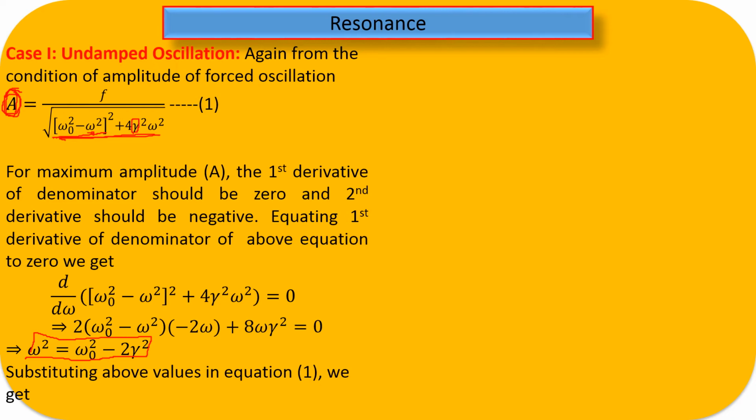Wherever you have the omega, here you have the omega, and here also you have the omega. So in place of omega or omega square, whatever you have, you place the value of omega naught square minus 2 gamma square. Substitute this value in equation 1, solve this, and that value will give you the condition for maximum amplitude, and we'll call that forced damped oscillations. I'm sorry, it should be damped oscillations.